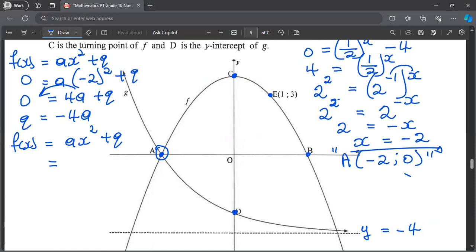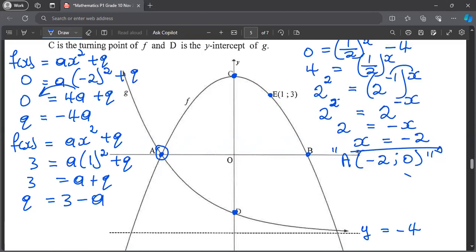So you say the y value is 3 when x is 1, and then you say plus q. Now 1 squared is 1, times A is A. So it means you have 3 equals A plus q. If you want to make q the subject again, you'll just say q will be 3 minus A.